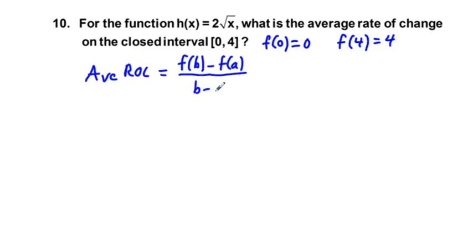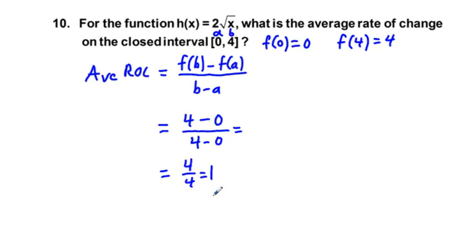From b minus a. Well, this 4 is the b, and this 0 is the a. And so what that's going to be equal to is f of b, which is 4, minus f of a, which is 0, over b minus a, which is also 4 minus 0. So we're going to get 4 over 4, which equals 1. So that is going to be our average rate of change from x equals 0 to x equals 4 in this function.